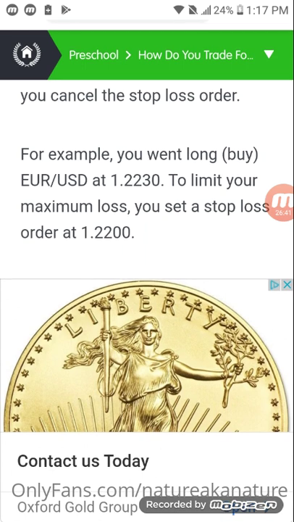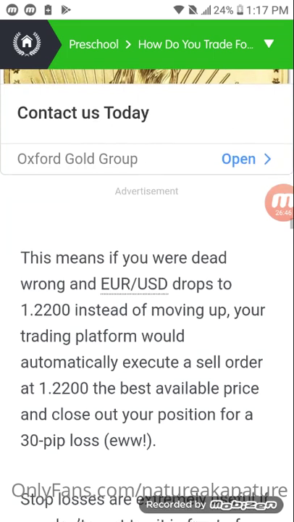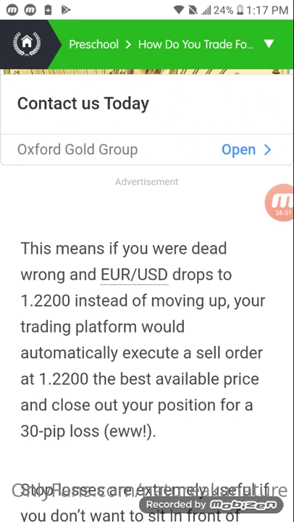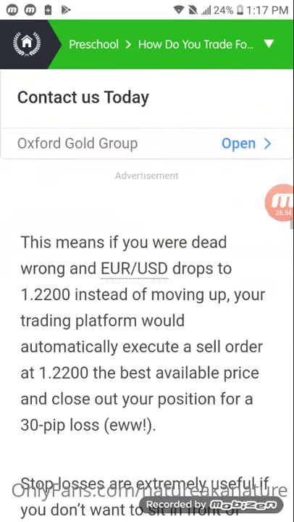You thought you had put a buy order in at 1.2230, but you traded wrong. It was a bad trade, and price dropped all the way down from 1.2230 to 1.2200. Instead of moving up in your favor, buy moves up, sell moves down, it went against you, and your trading platform automatically closed your position, and you would have just taken a loss of 30 pips.